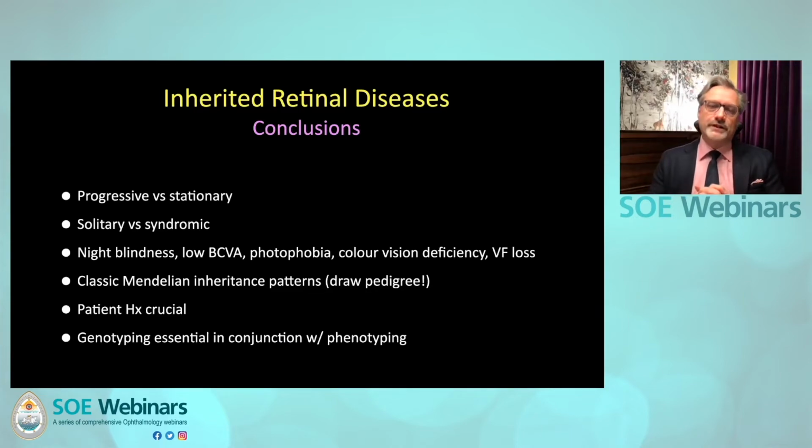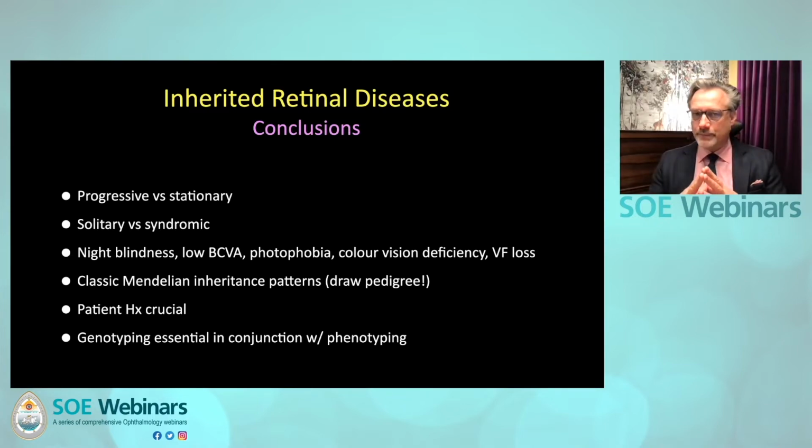In conclusion, I hope to have shown you that we have progressive and stationary diseases. Achromatopsia doesn't really change much. Solitary, but we have to think about the fact that some of them can be syndromic too. And then photophobia, night blindness, these are all things you have to talk about to your patient.